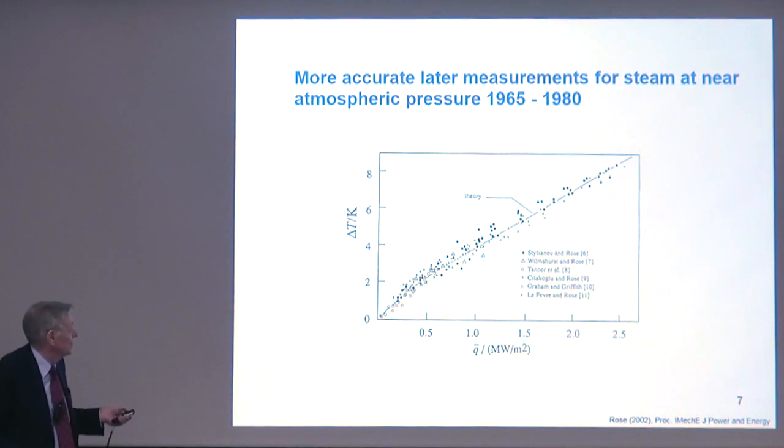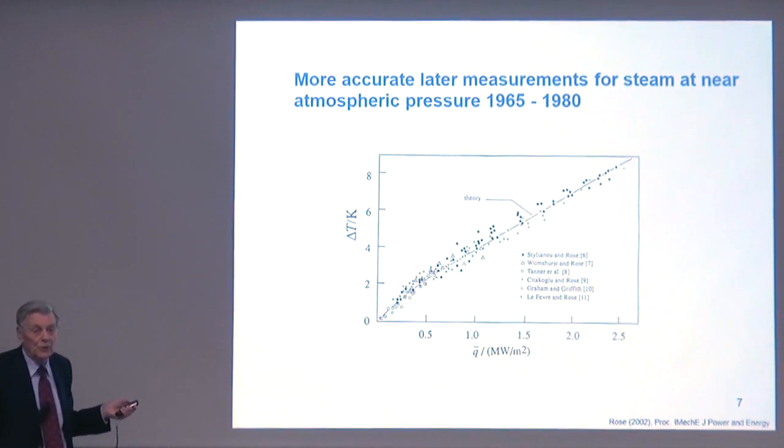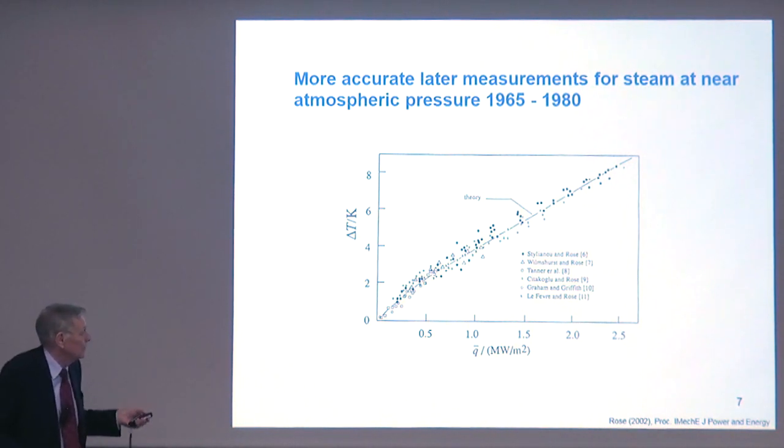Now, these are data for steam at atmospheric pressure, most of them mine. Delta T is the temperature difference between the vapor and the condensing surface. This is the heat flux. There's quite a lot of data here. These are the more accurate data. Other people have found results all over the place.